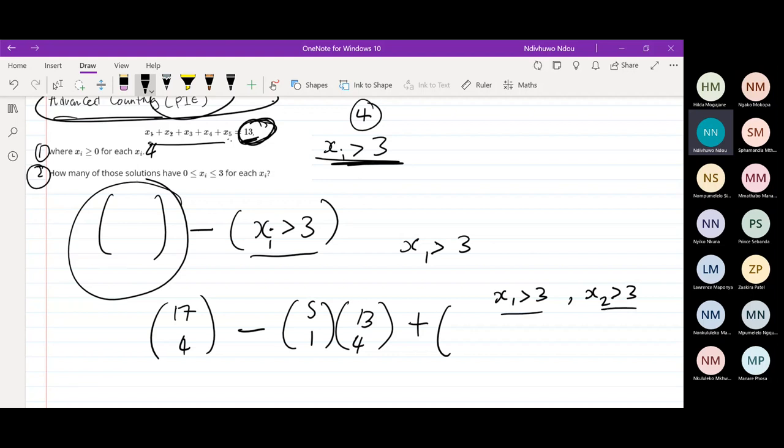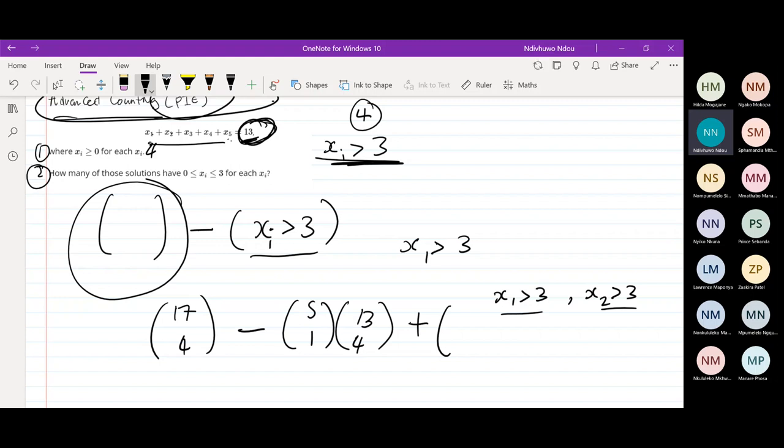Let's give them a value that is greater than 3. Because remember, we are only using this principle of inclusion and exclusion because we realize that if we give all of them 4, 4, 4, 4, it won't make sense. We have 13 stars, and if you give all of them 4, it will require you to have 20 stars. Hence, we have to use the principle of inclusion and exclusion.